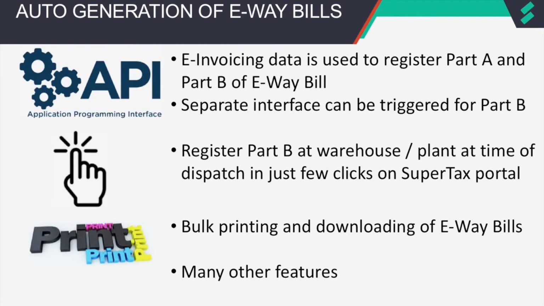Going forward, generation of e-way bills will be linked with e-invoicing. Subject to availability of data in ERP, Supertax uses e-invoice data to register Part A and Part B of the e-way bill. If vehicle details are not available at the time of registration of e-invoice, they can be interfaced later for registration of Part B. Alternatively, Part B can be registered at the warehouse or plant at the time of dispatch and the e-way bill can be generated in just a few clicks. Copies of e-way bills can be downloaded and printed in bulk.